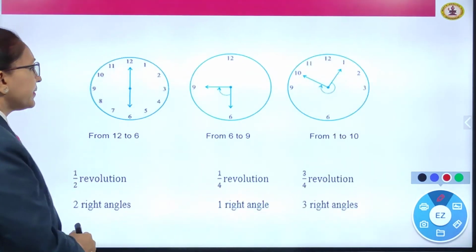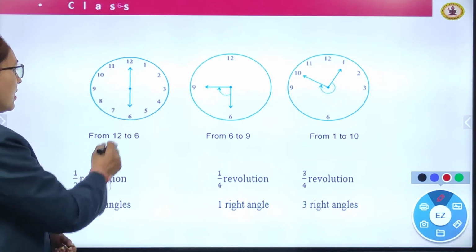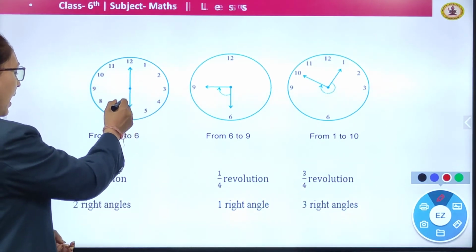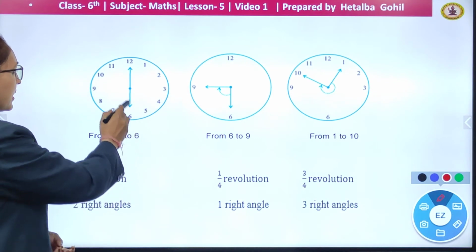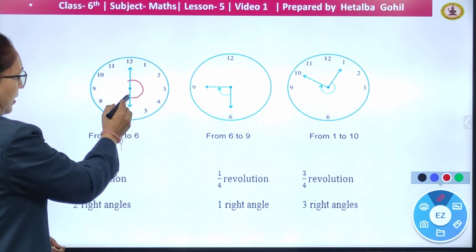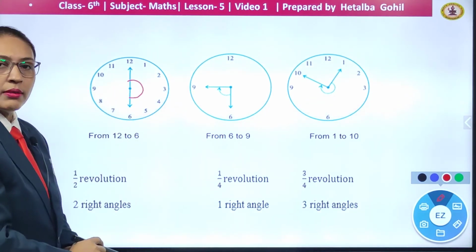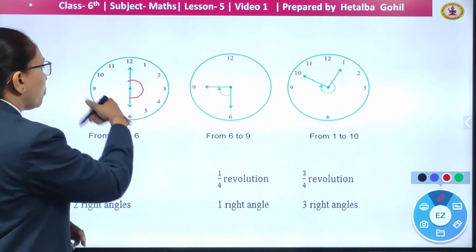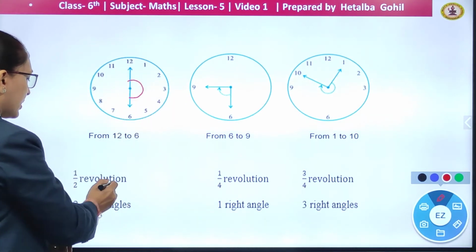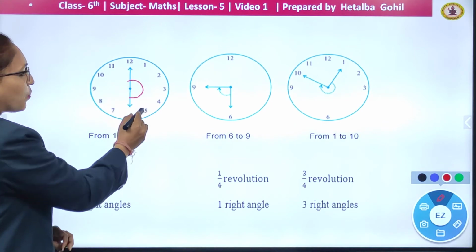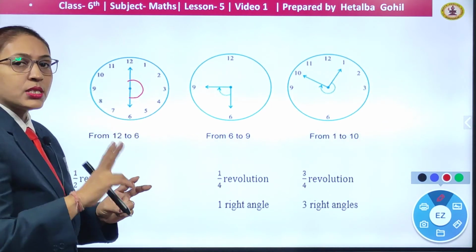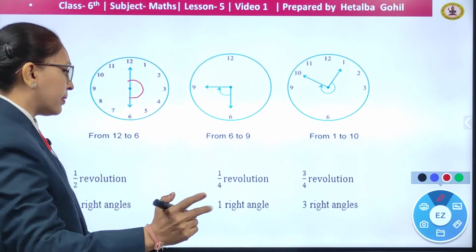You can see here, for example, this is a clock. From 12 to 6, it is a half revolution. A full revolution is 12 to 12. So 12 to 6 is a half revolution, and it is 180 degrees. That means 2 right angles have formed here.